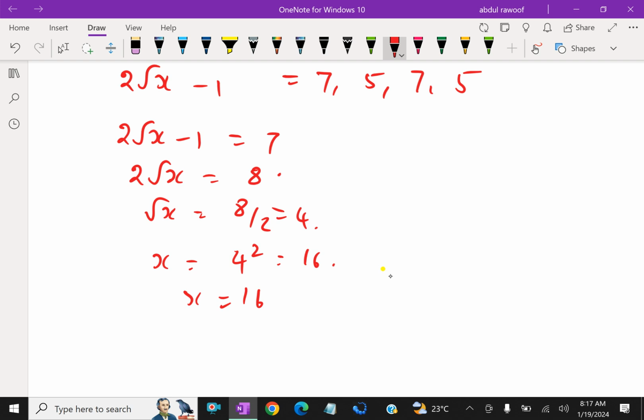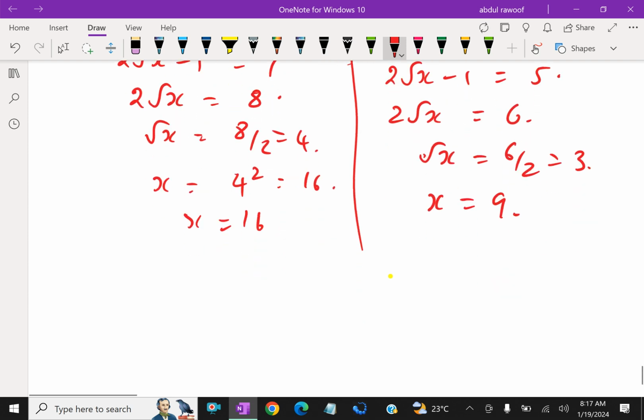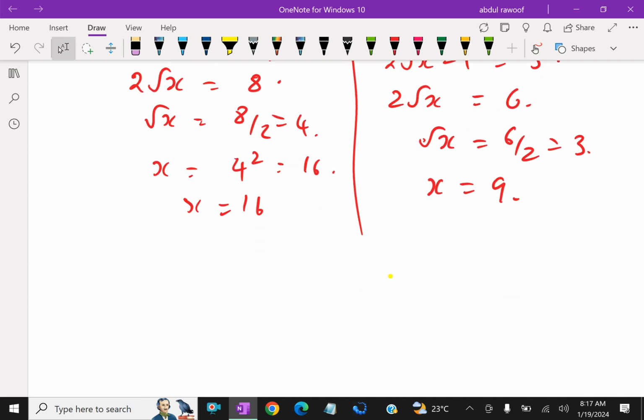And another: 2 root x minus 1 equals 5. So 2 root x equals 5 plus 1, which is 6. Root x equals 6 by 2, which is 3. Squaring both sides, x is 9. So we have the values x equal to 16 and x equal to 9.